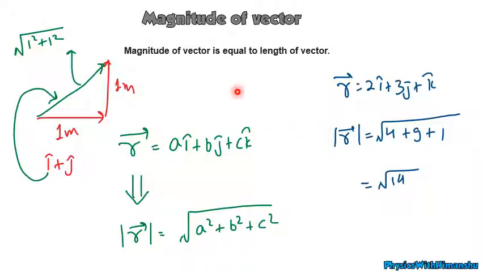Okay. Now our next topic is the magnitude of a vector. The magnitude of a vector is equal to the length of the vector. Now let us understand how. Suppose i cap plus j cap is represented by 1 meter in positive x, then 1 meter in positive y. And this will be our vector i cap plus j cap. If I ask you what will be the length of this, we have a base and a perpendicular, so the hypotenuse will be root of 1 square plus 1 square.